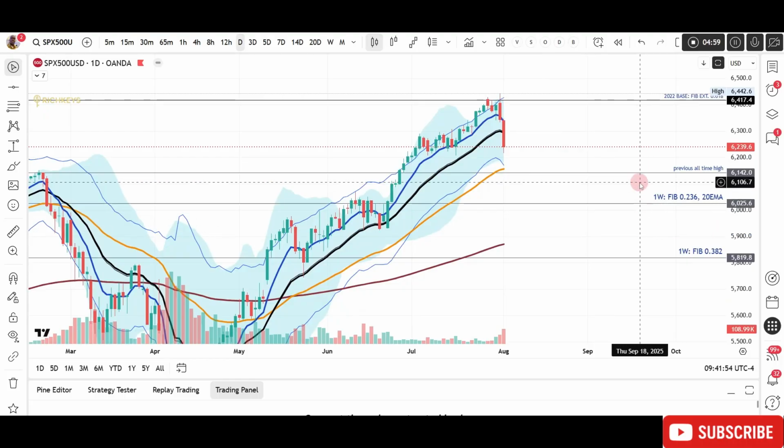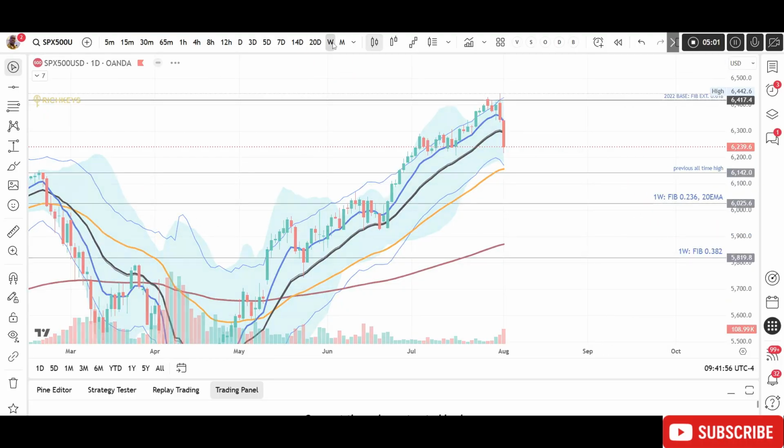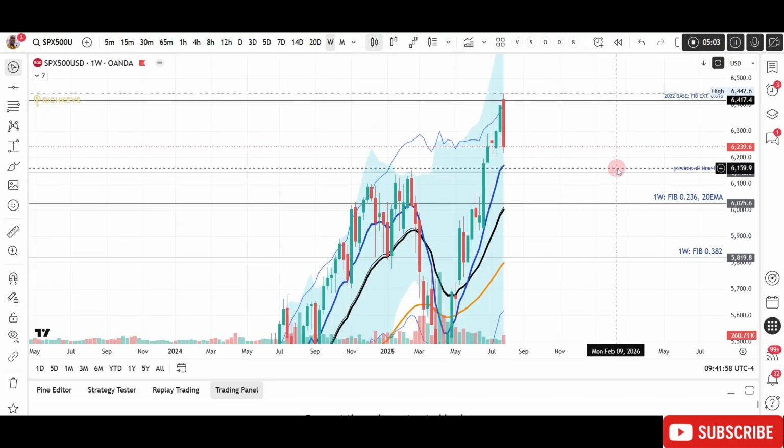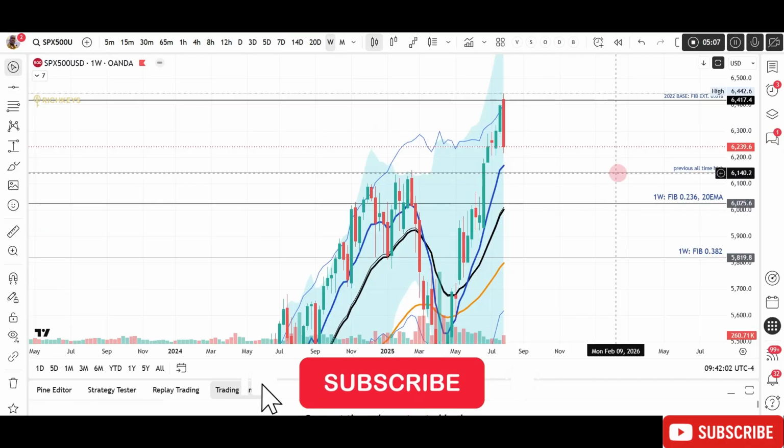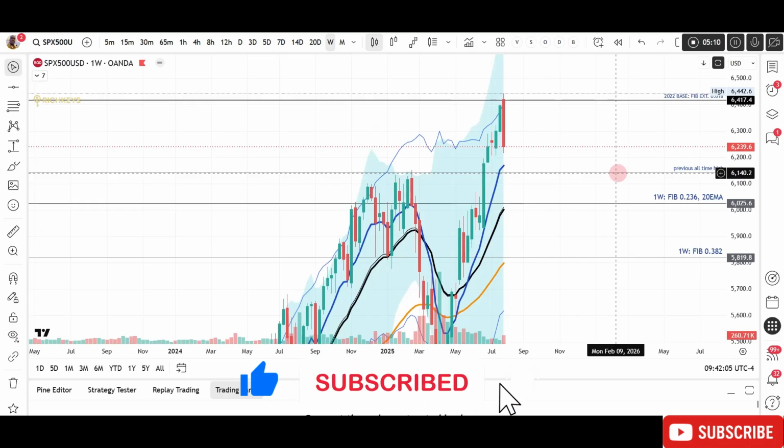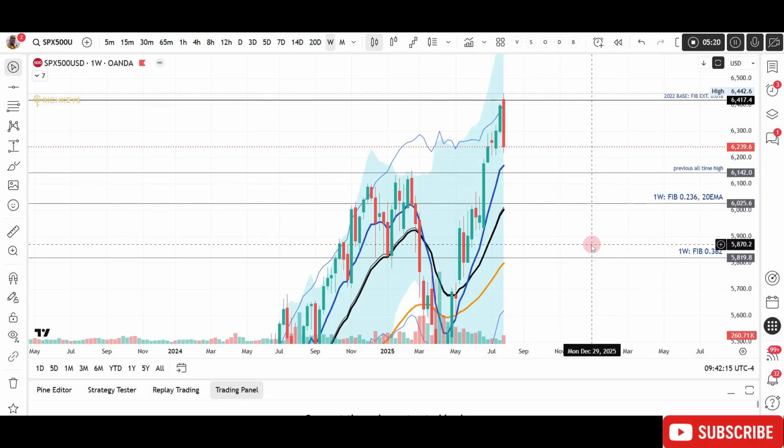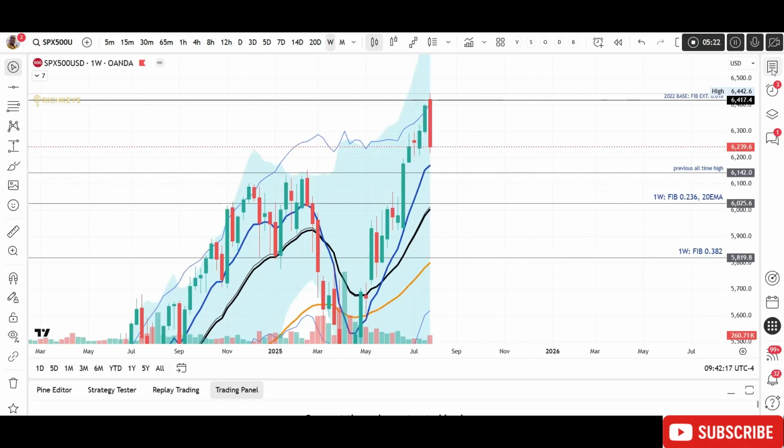Target wise, I would expect us to definitely hit the all-time high level of 6140 in the next coming week before any further continuation or further breakdown would occur. So this is our target for the week coming into this week for XPX.